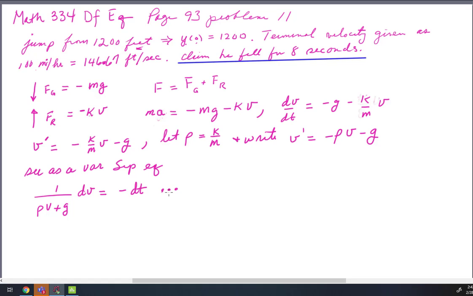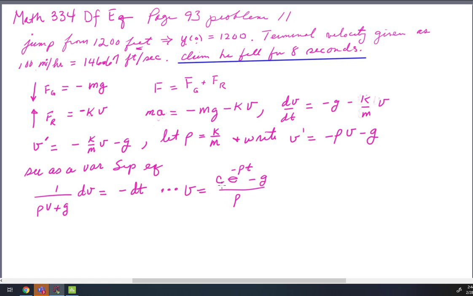after very, very little work, we would get v is equal to c, a constant, e to the minus rho t, minus g over rho.